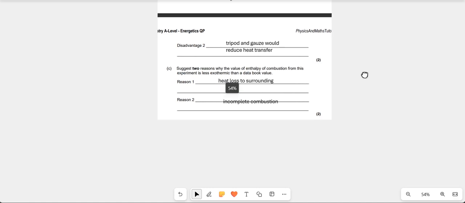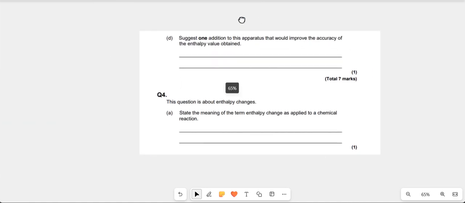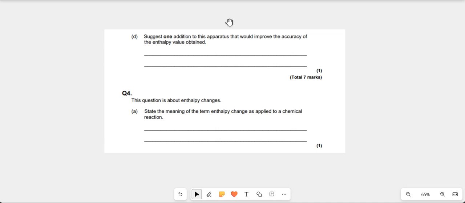Alright. Next one. So one addition to the apparatus here that would improve the accuracy of the experiment. What you can say is you want to reduce the heat loss. So you can just say use a lid. Here they also have use a windshield, but you can say use a lid, yeah.